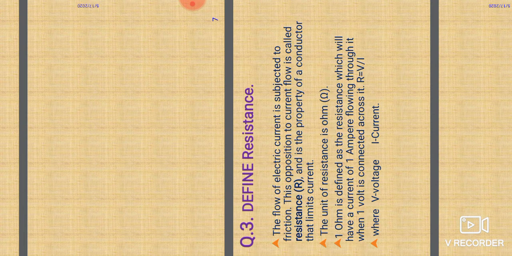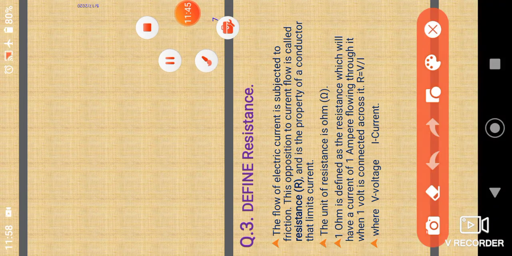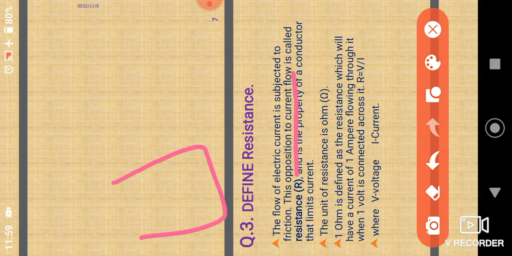Now, again same example. Opposition to current flow is called resistance. Now, how will current flow? Again, same example we need to mention over here.